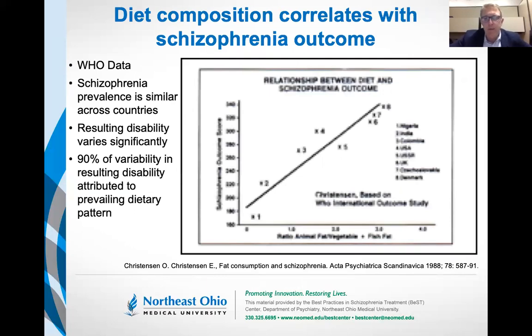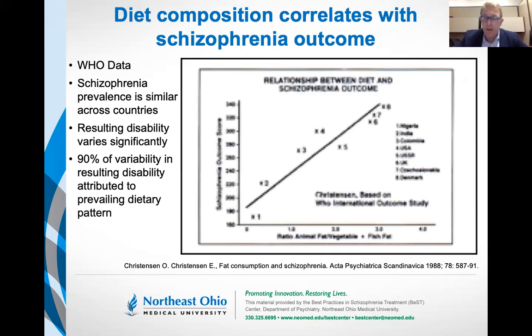So looking now at a handful of data, for the 15 or so minutes that I'm probably already coming close to exceeding, there's just not enough time to go over all the really amazing background and fascinating results from this. So I just want to highlight a few things. It turns out schizophrenia is relatively constant in prevalence all across the world. But the outcome, the disability resulting from schizophrenia, is not. So in some countries like Nigeria, people with schizophrenia have far less incapacitation from illness compared to countries like the United States or Denmark.